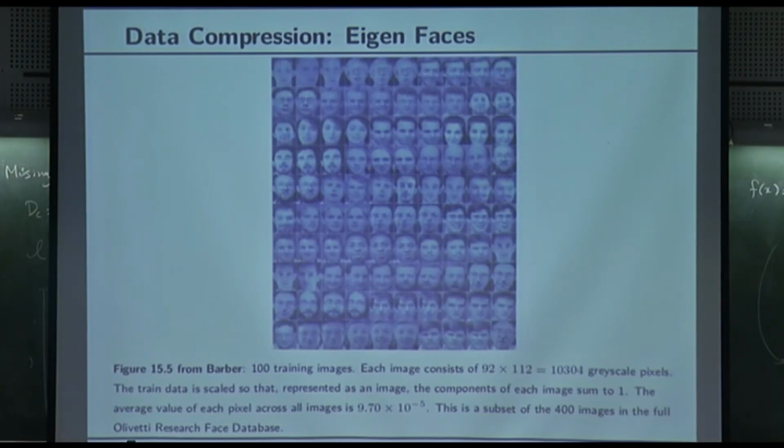This is a picture taken from Barber using 100 training images. Each image consists of 92 by 112, 10,304 grayscale pixels. The training data is scaled so that the components of each image sum to 1. The average value of the pixels across the images is about 9.7 times 10 to the power minus 5. This is a subset of 400 images in the full Olivetti Research Face database.